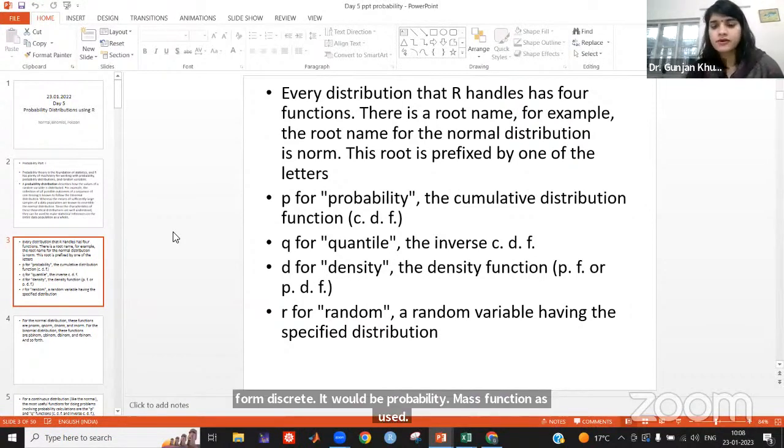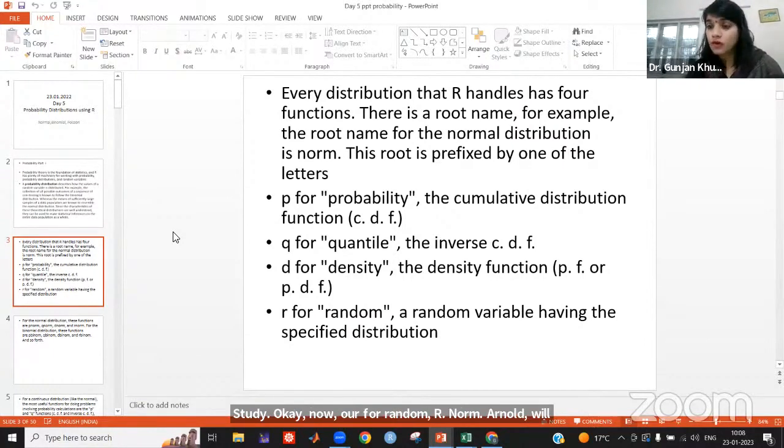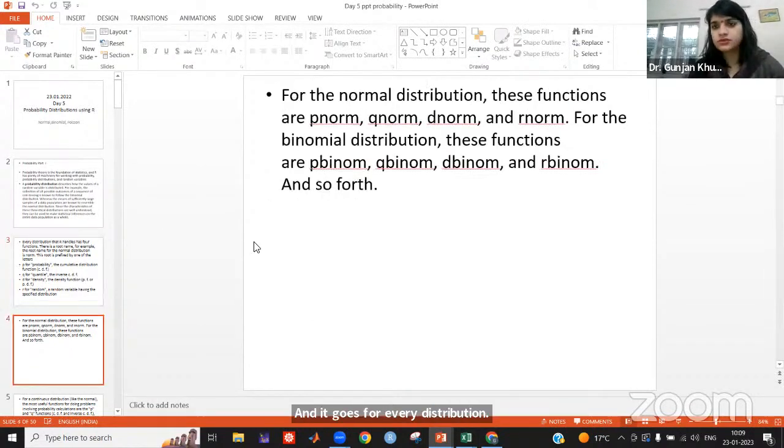Now r for random. rnorm will be used for creating random numbers that follow the normal distribution. So r is for random, a random variable having the specified distribution. So this is the rule which we follow in R, and it goes for every distribution. For the normal distribution, these functions are pnorm, qnorm, dnorm, and rnorm. For the binomial distribution, these functions are pbinom, qbinom, dbinom, and rbinom, and so forth. Meaning for other distributions also, they are defined.